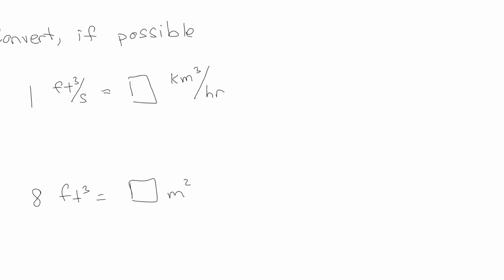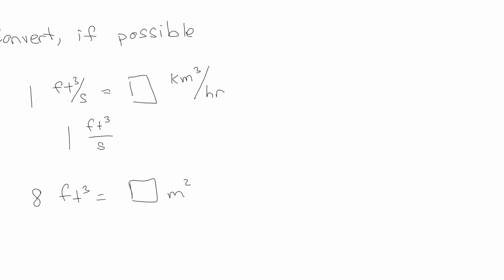Dimensionally, it makes sense. I have a volume per second, so I have a volume per time, and this is going to be a volume per time. So this should be a totally doable thing. Okay, so a couple of ways to do these, and this wasn't really meant to be a unit conversion practice, but you might as well.